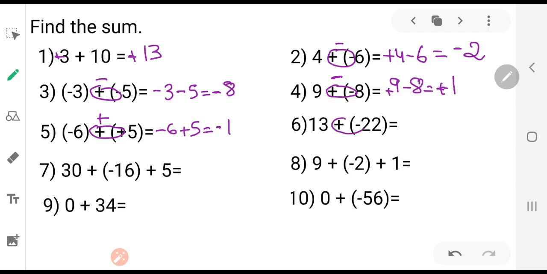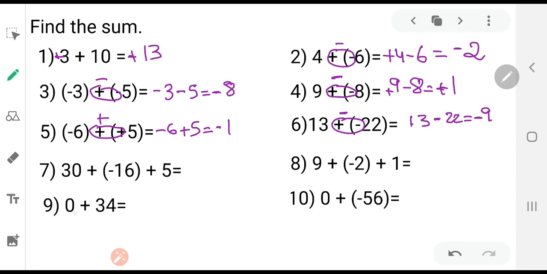13 plus minus 22. Plus and minus will change into a minus. So this one is a 13 minus 22. Now, what's the sign of the 13? If it's not written, then it's a plus. If it's a plus, then I have different signs. Different signs means I need to find the difference. So 22 minus 13 is going to be a 9. Now, which number is greater? The 22. What's the sign? It's a minus, so minus 9.